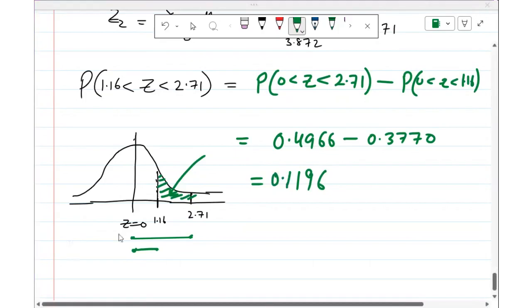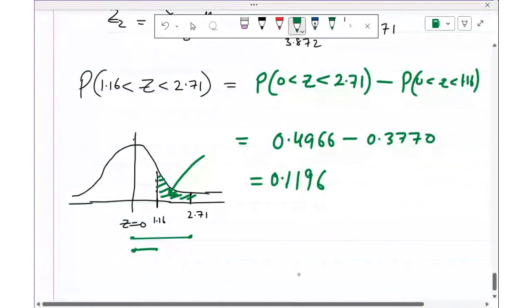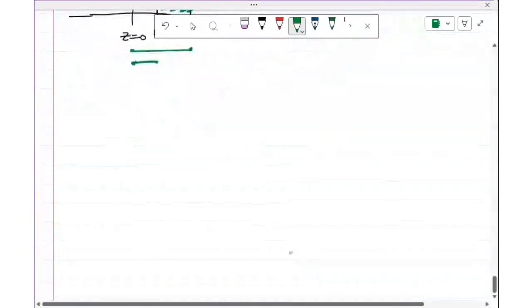Okay, any doubt in this question? Now I will do a different type of question, of the normal distribution itself.